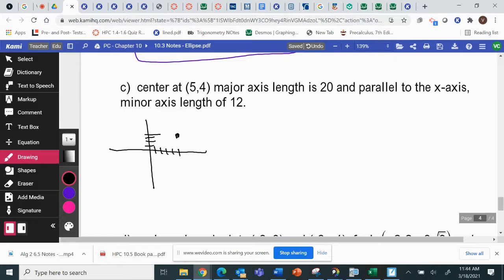Our major axis has a length of 20 and is parallel to the x-axis. The minor axis has a length of 12. So on the first page, the major axis length was 2a. So if we know the axis is 20, what is my a value? 10. The minor axis is 2b, which is 12. So b is 6. We need a squared and b squared.